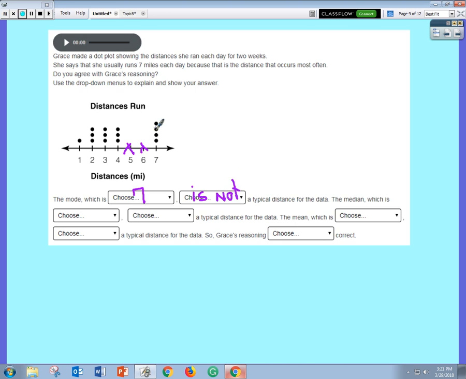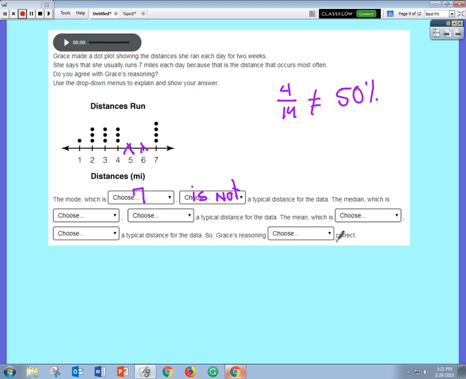Did she do that often? Yes, 4 times. But 4 out of, let's see, 4, how many times did she run here? 9, 10, she ran 14 times. 4 out of 14 is not even 50%. That's not even 50% of the time. That doesn't mean Grace is doing that often.